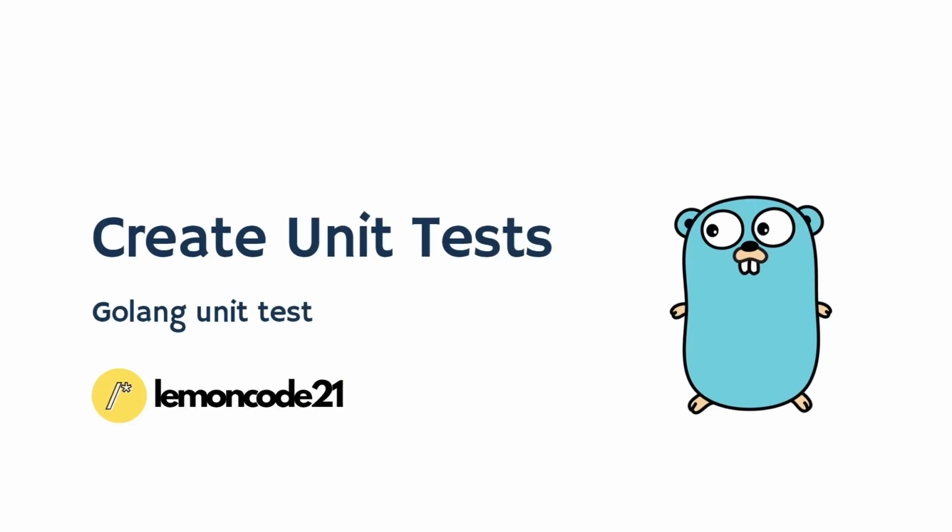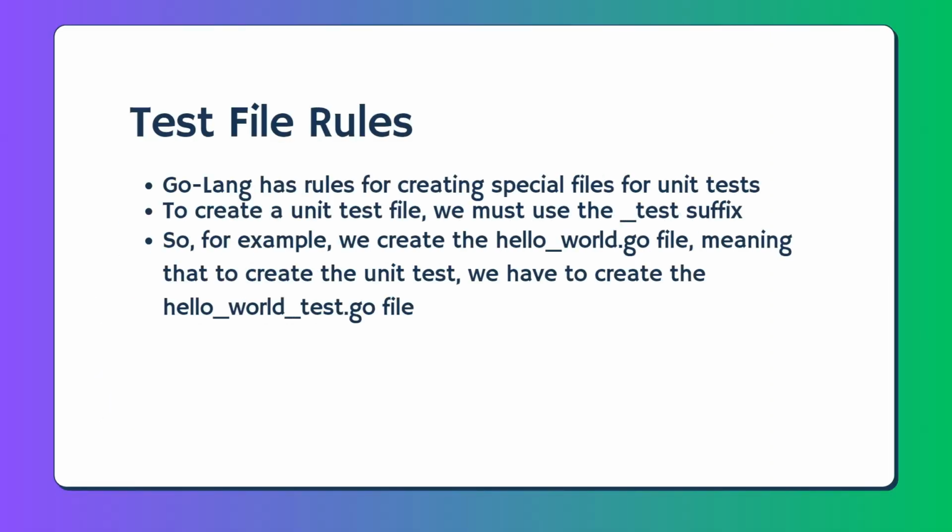Create unit tests. Golang has rules for creating special files for unit tests. To create a unit test file, we must use the underscore test suffix. So, for example, if we create the hello-world.go file, it means that to create the unit test, we have to create the hello-world_test.go file.